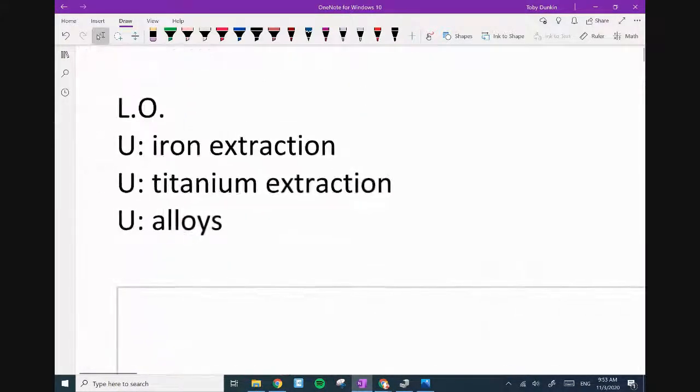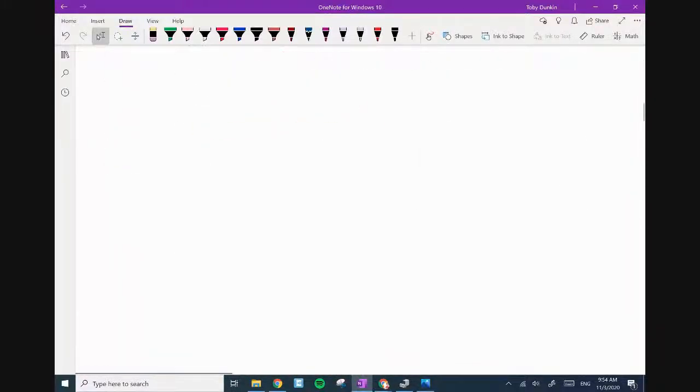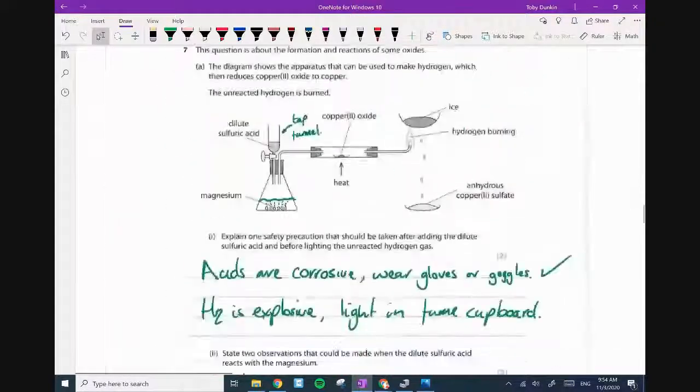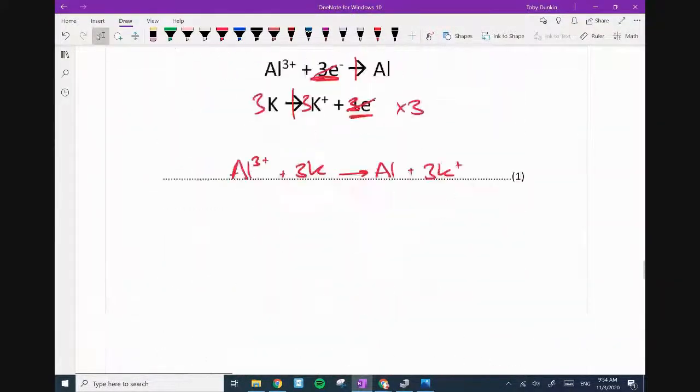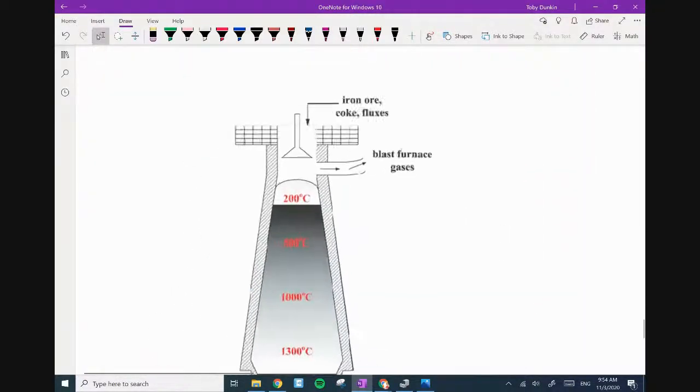Okay, so today's lesson, we're doing 3 learning objectives, and they're all understands. So understand iron extraction, understand titanium extraction, and understand alloys. Now, in reality, the understanding of these is purely from a chemistry reduction and oxidation perspective. So key point to make here is at Edexcel, at IAL, the International at IGCSE, you require no knowledge of the process itself.